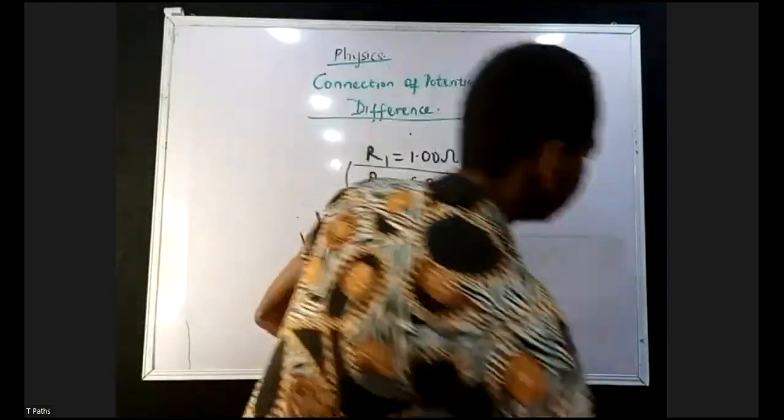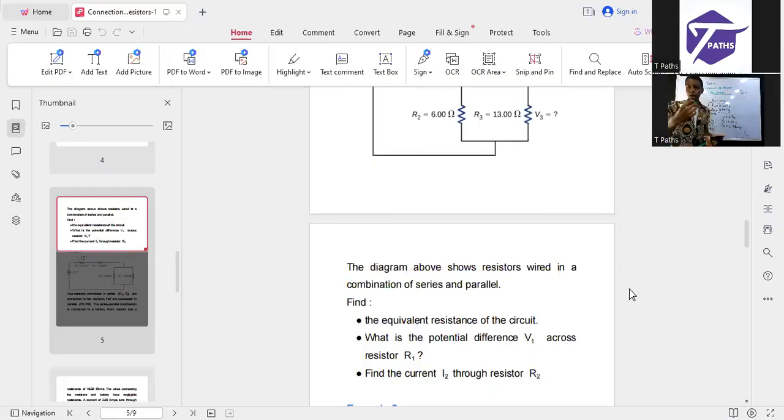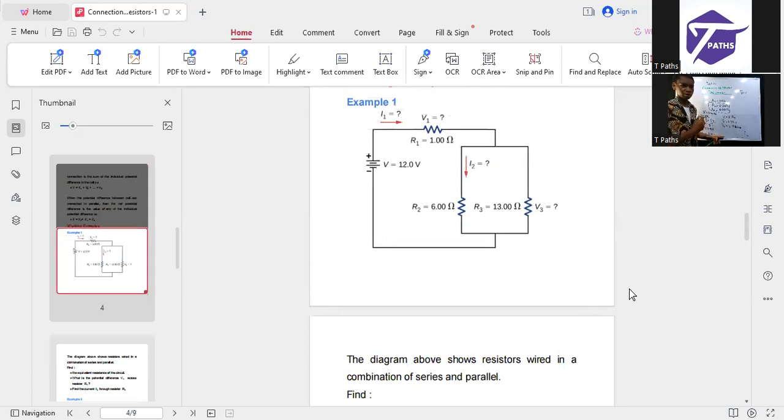Now, if you look at the diagram very well, you can see R2 and R3 are connected in parallel. But R1 is connected in series to the connection of both R2 and R3. So I can say R1 is connected in series to R2 and R3, but the connection between R2 and R3 is a parallel connection. So R2 and R3 are going to have the same potential difference because they are connected in parallel.